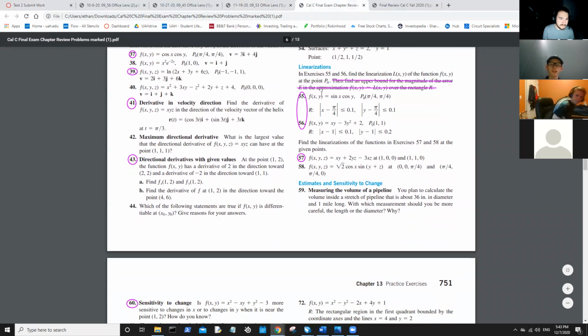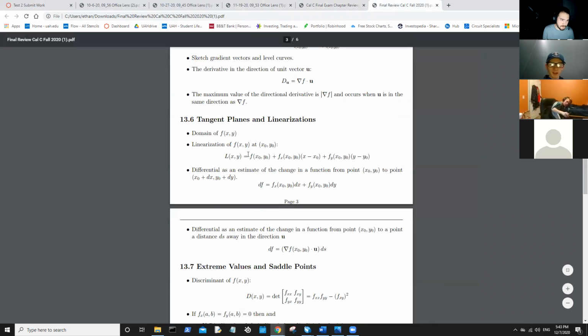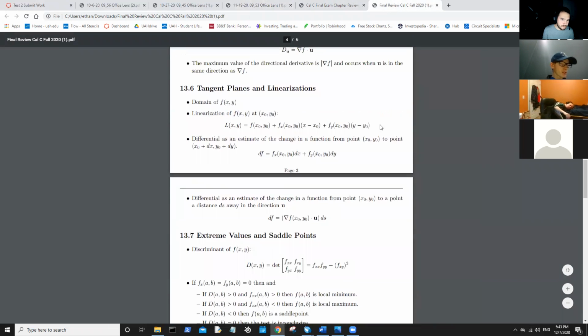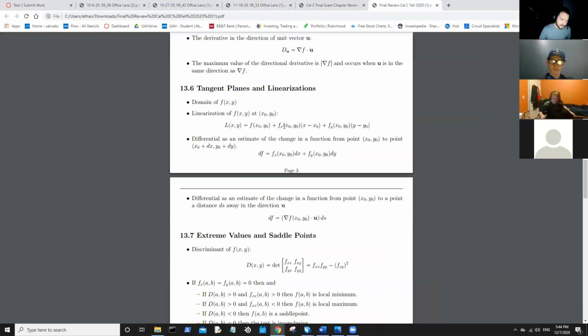All right, let's move on to 55, which is linearizations, which has its formula right here. Oh, it's in there somewhere. He actually gives us this one, which is nice. Everyone write down the linearization formula because we're probably just going to use it immediately.